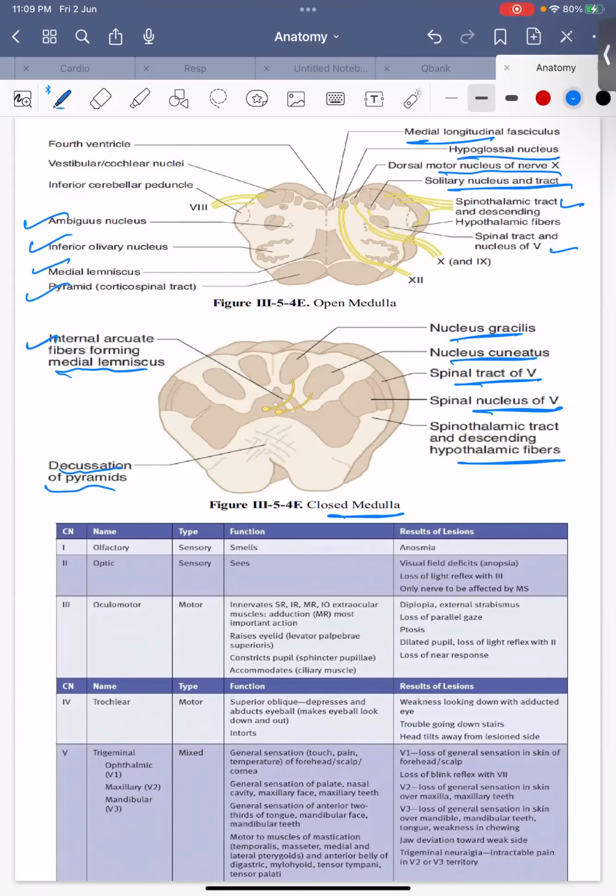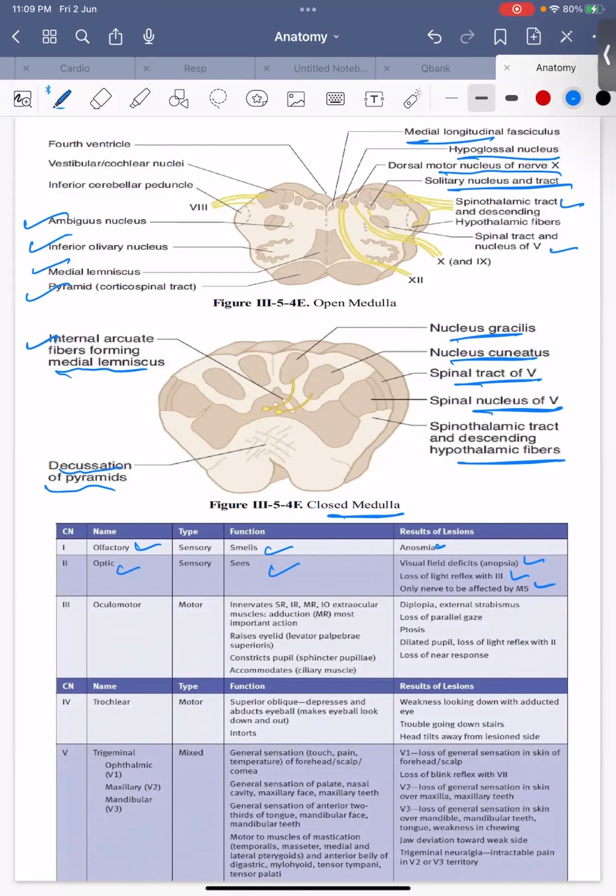Now let's talk about the functions of the different cranial nerves. Olfactory, it is for smell. If there is a lesion, it causes loss of smell, anosmia. Optic nerve, it is for seeing. It can cause visual field defects, anopsia. It can cause loss of the light reflex along with the cranial nerve third. The only nerve affected by multiple sclerosis is the cranial nerve 2nd.